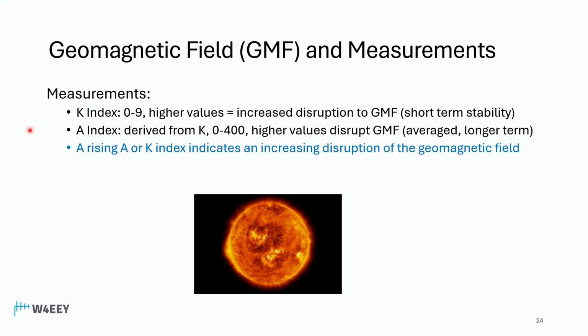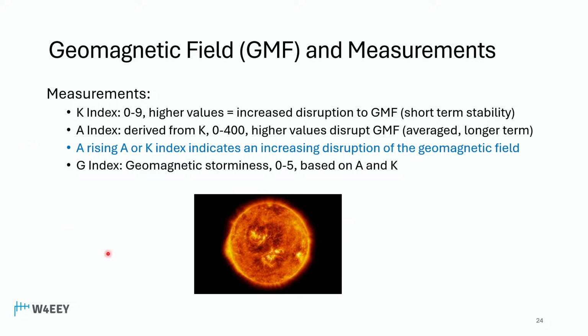Just under 3 right now. Okay, so right now that's good. And it's been above that. We've had disturbed conditions for the past several days, but today it's coming down again. This ebbs and flows. So a rising A or K index indicates an increasing disruption of the geomagnetic field, and of course that disruption will affect our propagation in a negative way. I always look for low K.